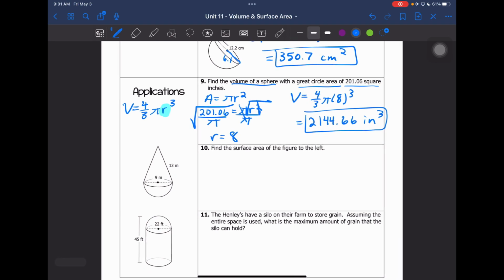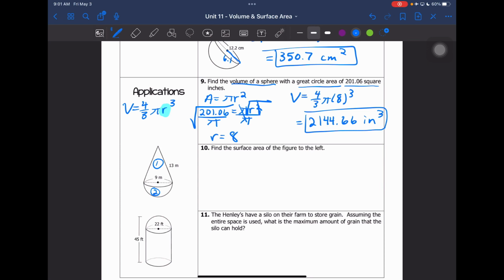So number 10 says find the surface area of the figure to the left. The figure on the left could be called a composite figure. It's just one of those shapes that is made up of multiple shapes. So this one, our strategy should be to divide it into smaller shapes that we do know how to find the surface area of. So like this shape on the top could be considered a cone, and we know the formula for surface area of a cone. On the bottom, we have a hemisphere. We also know that formula. So we can just kind of think of them separately at first and then combine them towards the end.